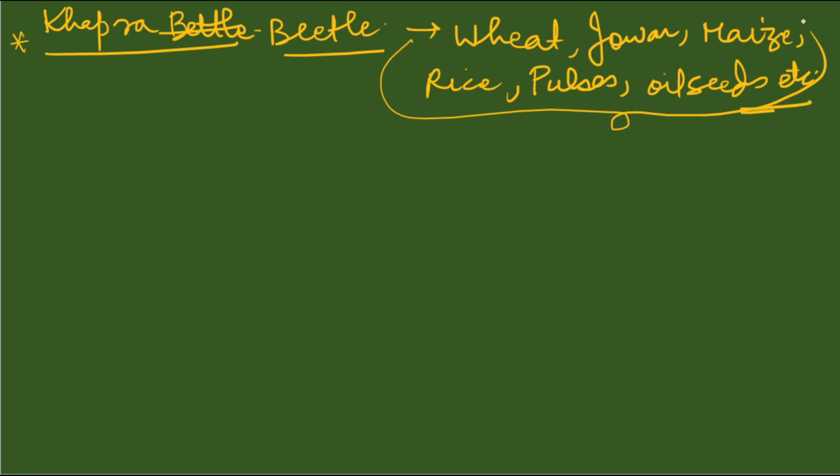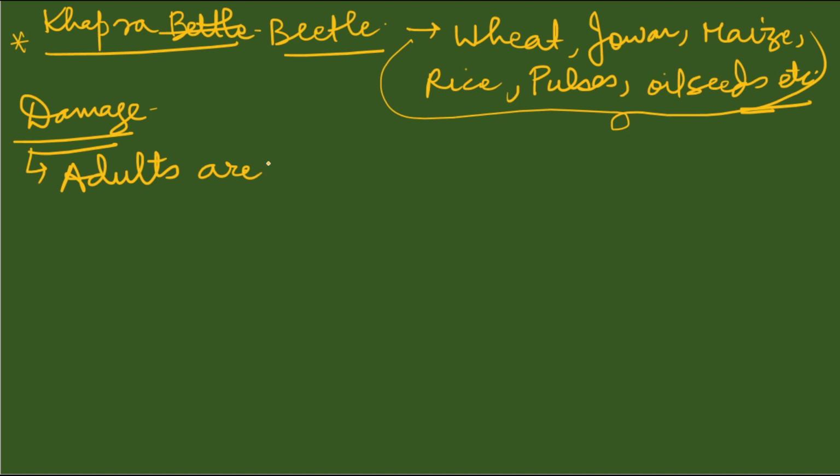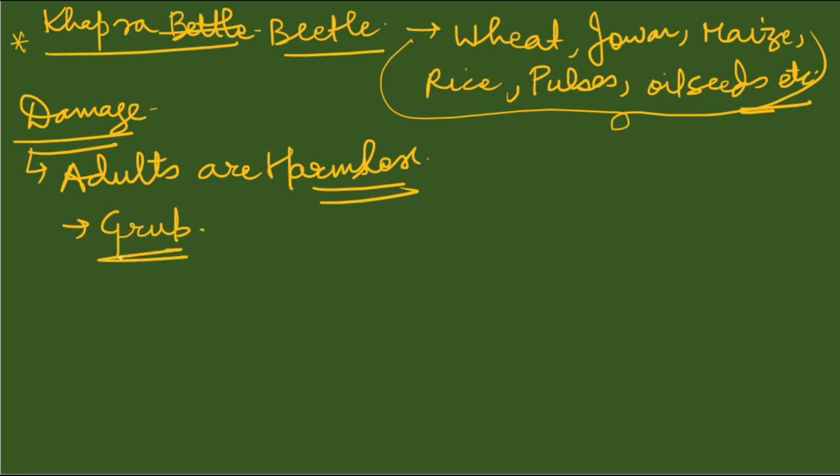So what are its symptoms of damage? How do they damage the grains? First of all, adults are harmless. You must know that adults are harmless, as we have seen in the life cycle of the pest. Adult Khapra beetles do not damage anything. The damaging part of the life cycle for Khapra beetle is the grub. The grubs are the most damaging.